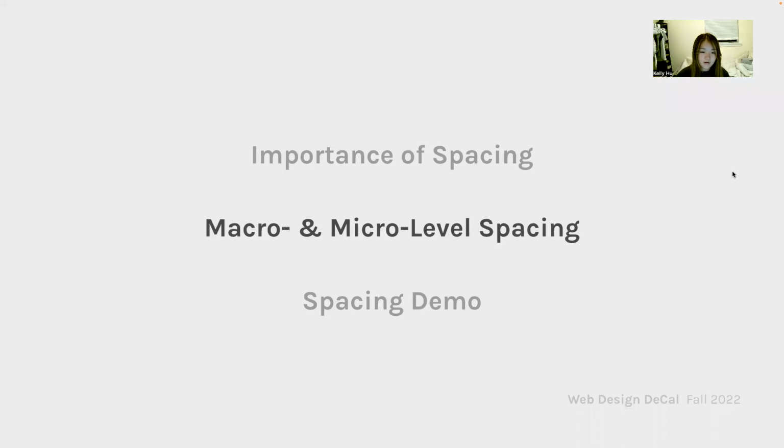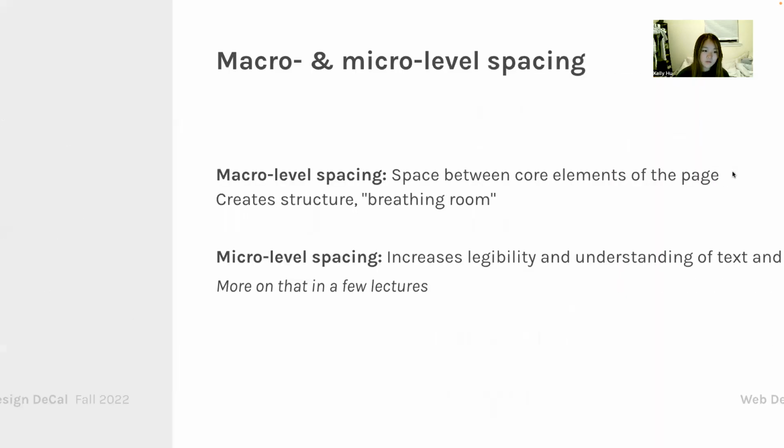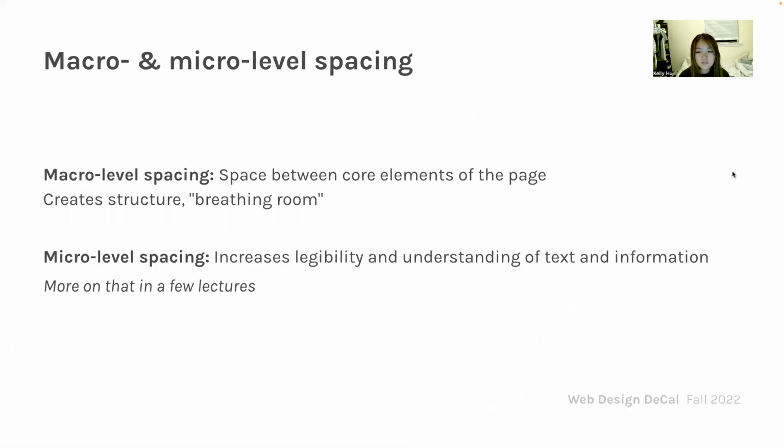Now let's get into macro and micro level spacing. So let's do some definitions. Macro level spacing is essentially the space between core elements of the page. It creates structure and that breathing room that we talked about when we brought up the Apple example. The next is micro level spacing, which is on a smaller scale, but works to increase legibility and understanding of text and information. We'll do that in a few lectures.